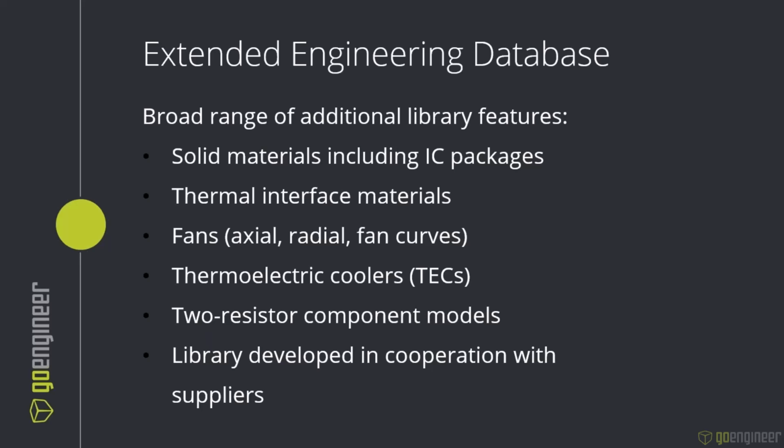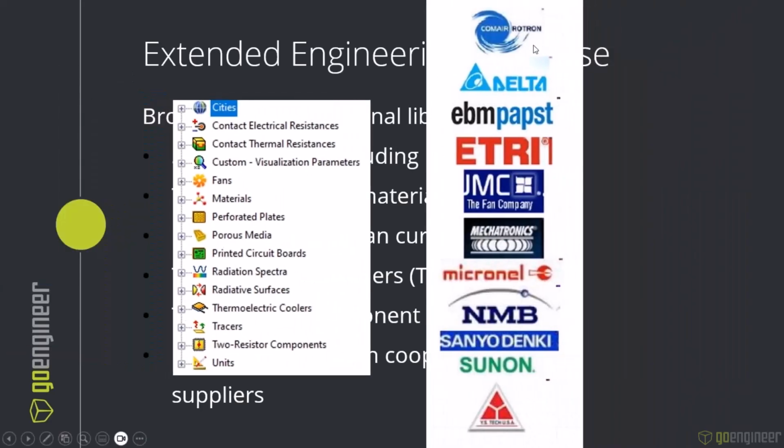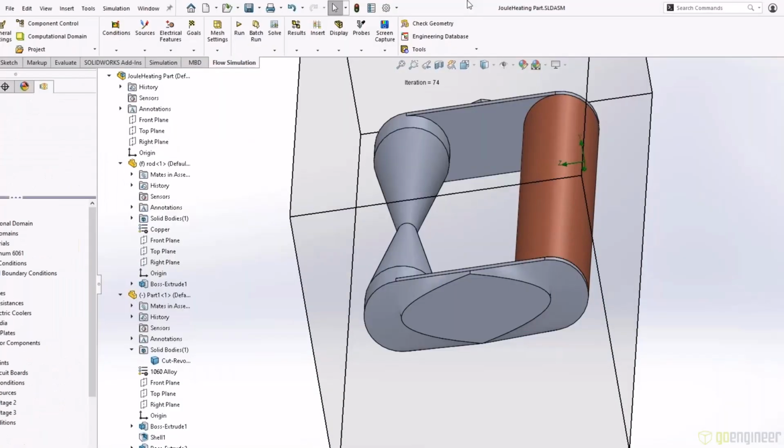A library of thermoelectric coolers, a library of two-resistor components, and an important thing to note here is that these libraries were developed in cooperation with suppliers. So you can see we have Delta, Comair, all these other businesses. These are just some of the manufacturers that have supplied the data to SOLIDWORKS so that we have access to the material properties. So we don't have to make our own each time. We have access to them ready to go. Now, that's super handy.